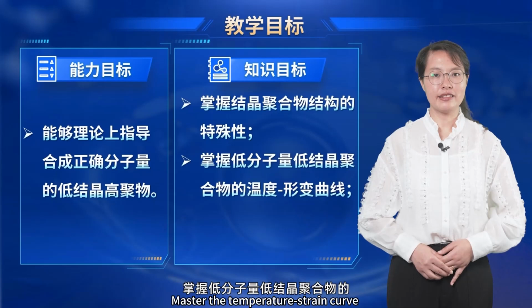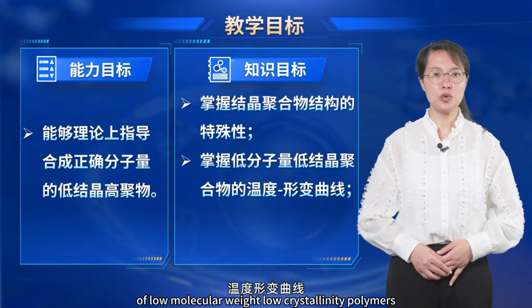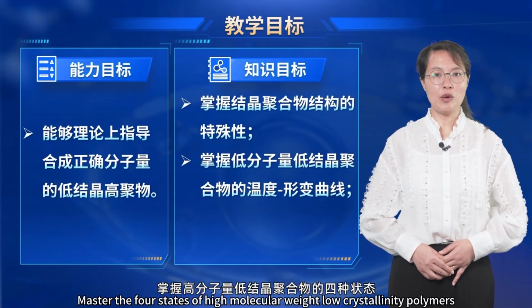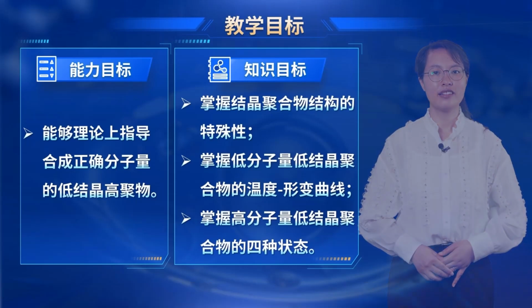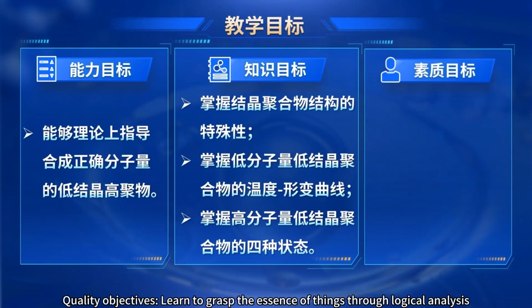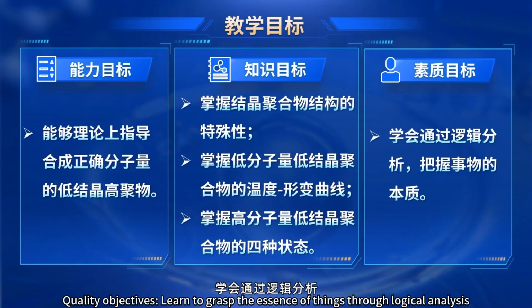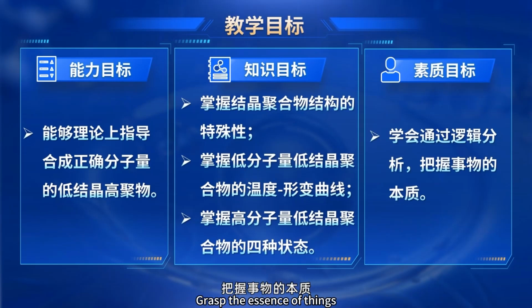Master the temperature strain curve of low molecular weight, low crystallinity polymers. Master the 4 states of high molecular weight, low crystallinity polymers. Quality objectives: learn to grasp the essence of things through logical analysis. Grasp the essence of things.